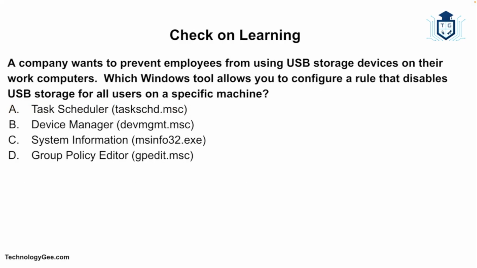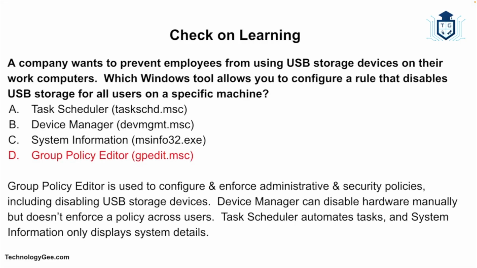And our final question is, a company wants to prevent employees from using USB storage devices on their work computers. Which Windows tool allows you to configure a rule that disables USB storage for all users on a specific machine? Would this be the task scheduler, the device manager, system information, or the group policy editor? And the correct answer is this will be the group policy editor.